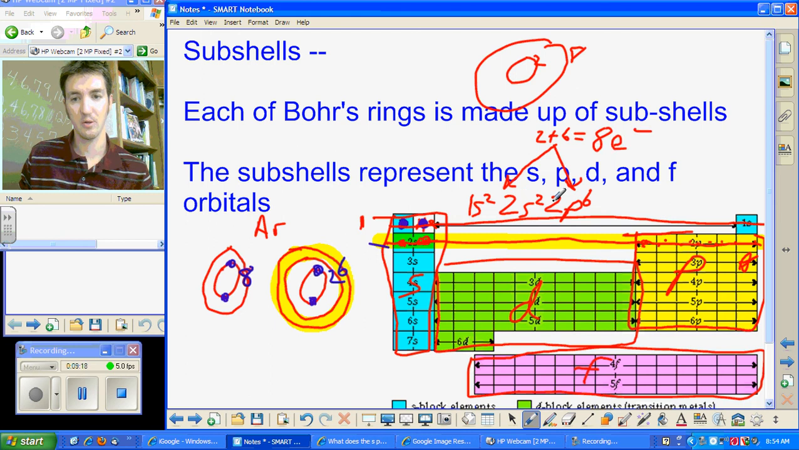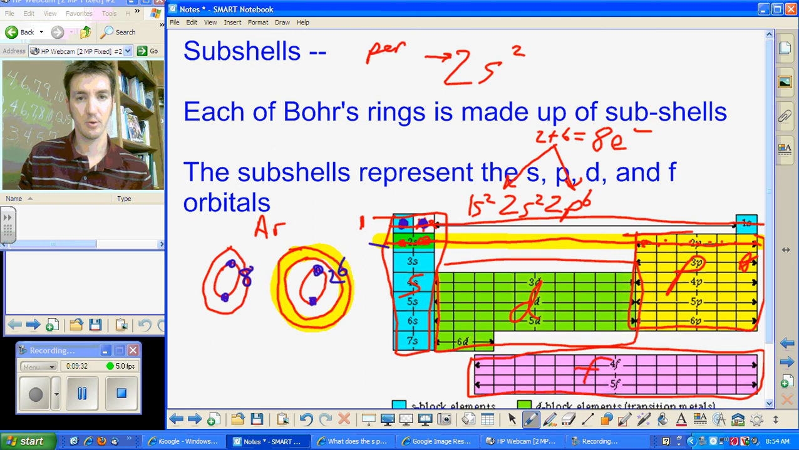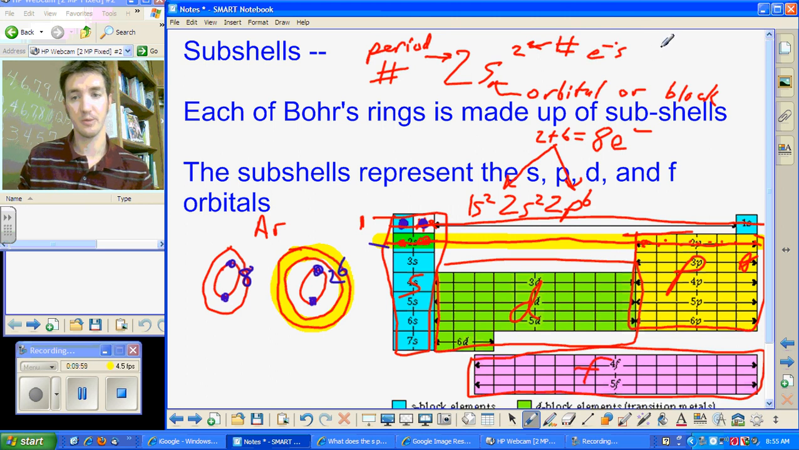So that's the shell number. That's the orbital number. So maybe write that down. A big 2s2. So that number is the shell number, the period number. That is the orbital, or you can look at it as the block. So what block of the table is it? That's the S block. And then that is the number of electrons put into that block.